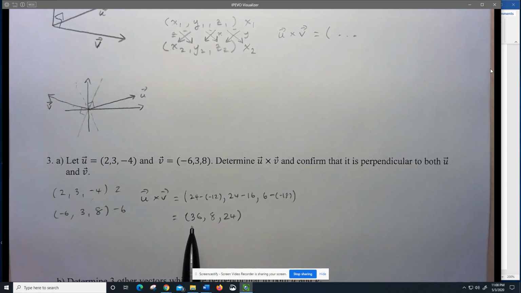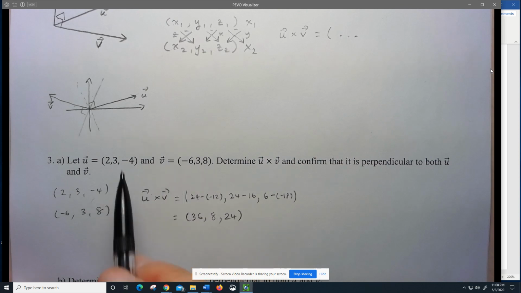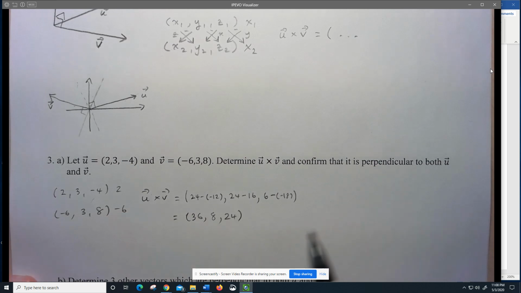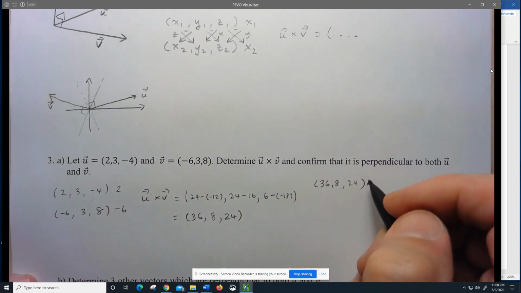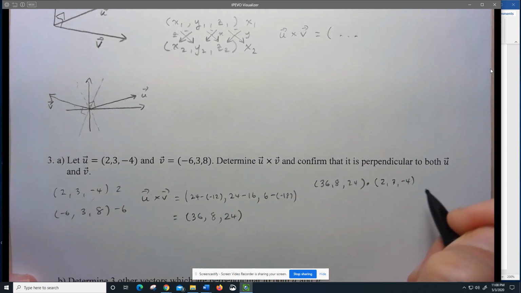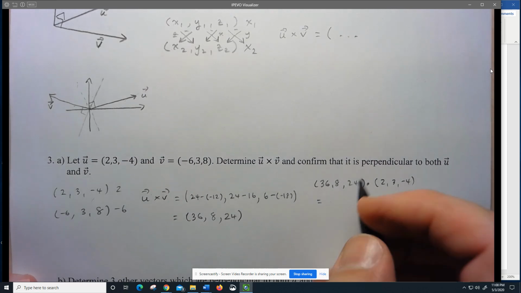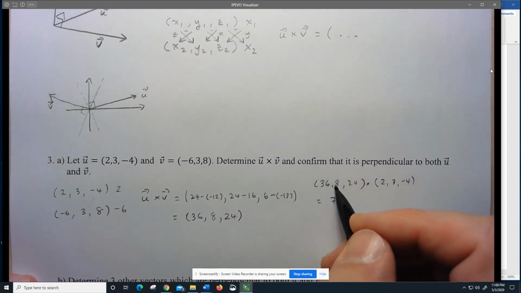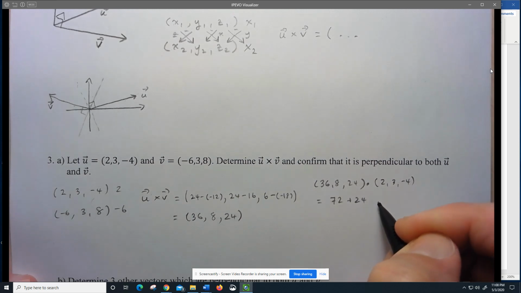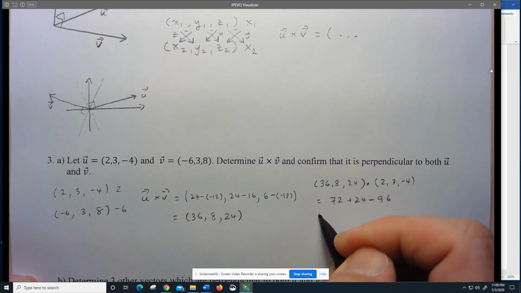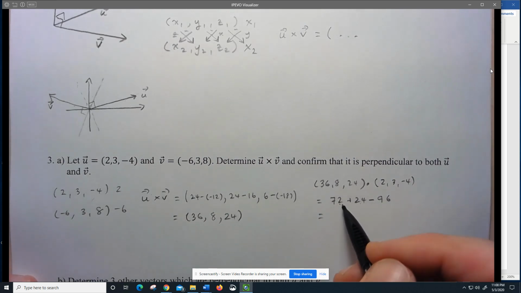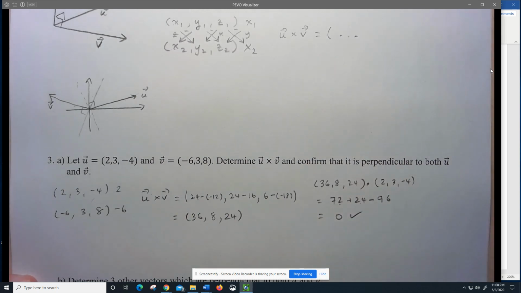So this vector here I am claiming is perpendicular to both of these two vectors. So let's test it out by using the dot product. So let's take the dot product of 36, 8, 24 with the first vector, 2, 3, -4, and let's see what we get. So 36 times 2 is 72. 8 times 3 is 24. And then here 24, so this is 80 plus 16, so minus 96. And let's see, what's 72 plus 24? Hey, that's 96 minus 96, 0. So this vector is perpendicular to 2, 3, -4.